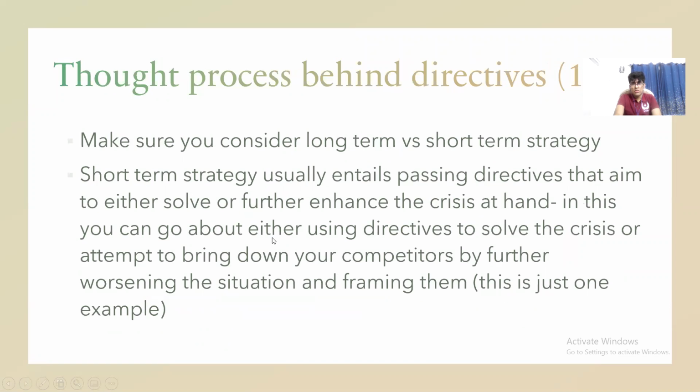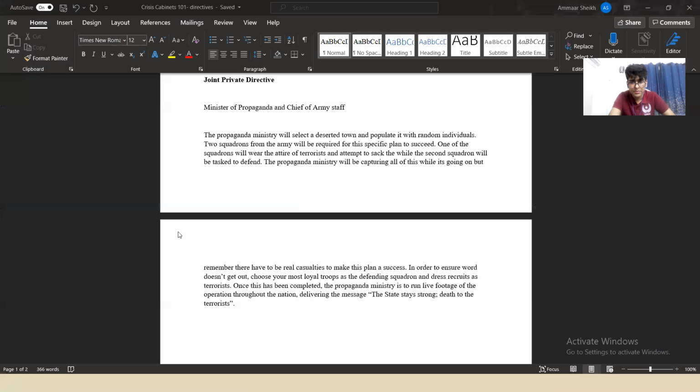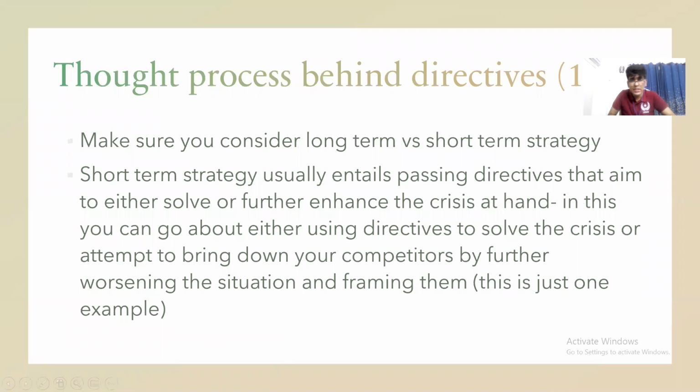Right. So now let's talk about the thought processes behind directives. What should be the thinking process? The first thing you need to ensure is long-term versus short-term strategy. The short-term strategy is ideally limited to the crisis at hand. So the session, the major crisis that you have. Long-term strategy is your end goal that you've probably prepared for before the committee. It's developed as the committee has proceeded, but it's ideally what you want on the last session of the third day, or on the fourth day first session.